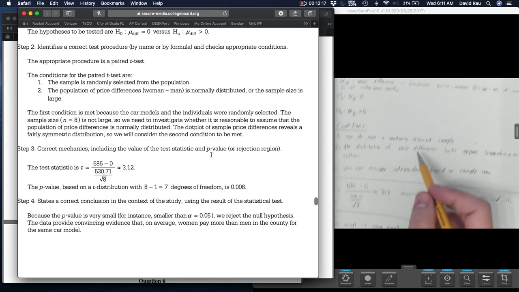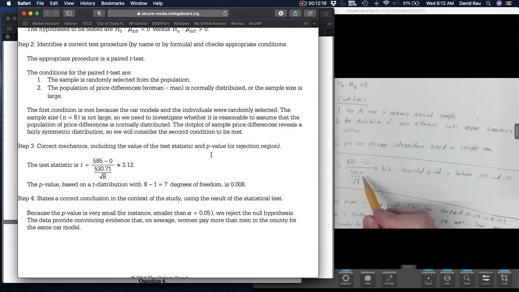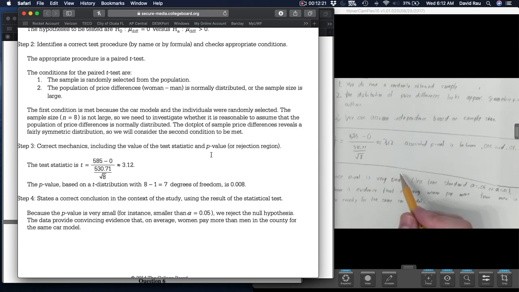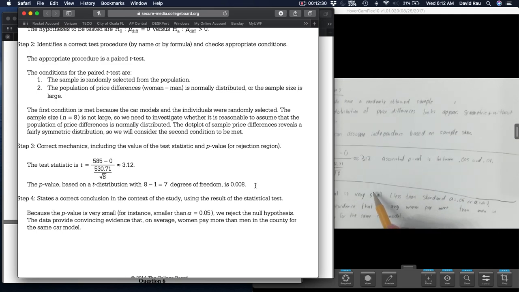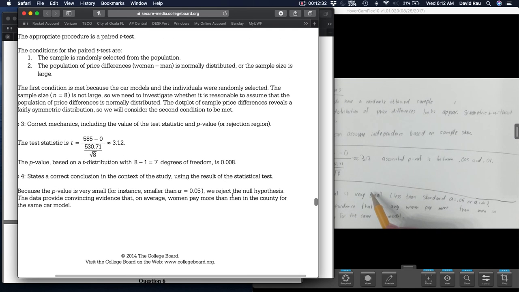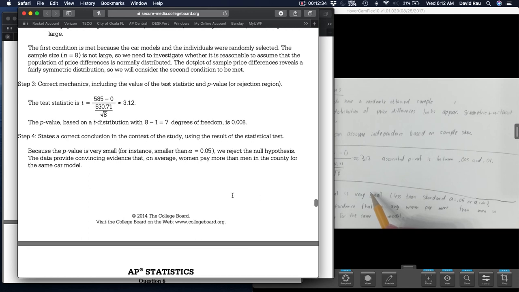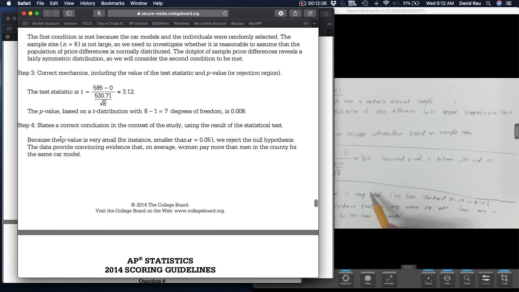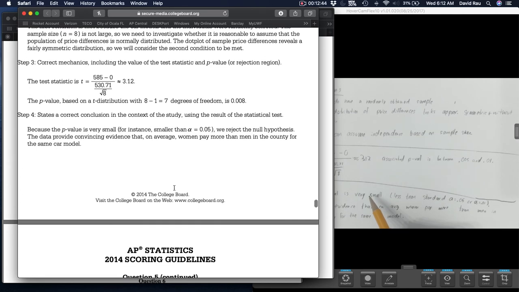All right, up next we got the 3.12. We did the exact calculation, nailed it. The degrees of freedom is 7. Okay, so the p-value is 0.008. Now we gave a range, that's okay. And correct conclusion in context. Because the p-value is very small, and see, look, they even use parentheses, so we reject. There is convincing evidence that women pay more in the county for the same car model.